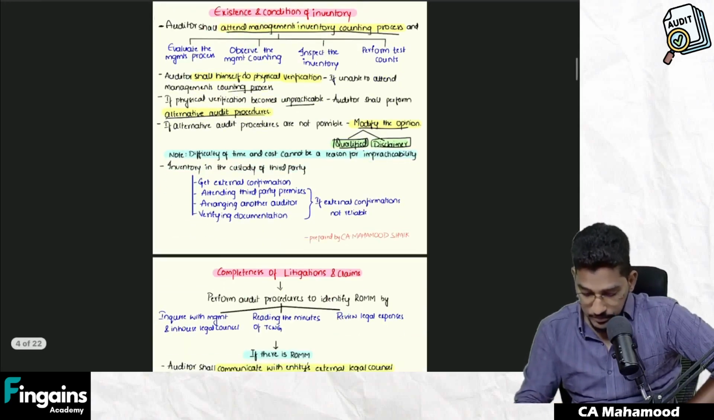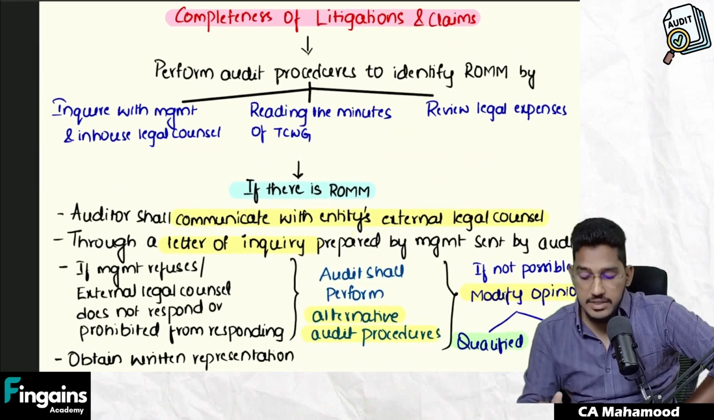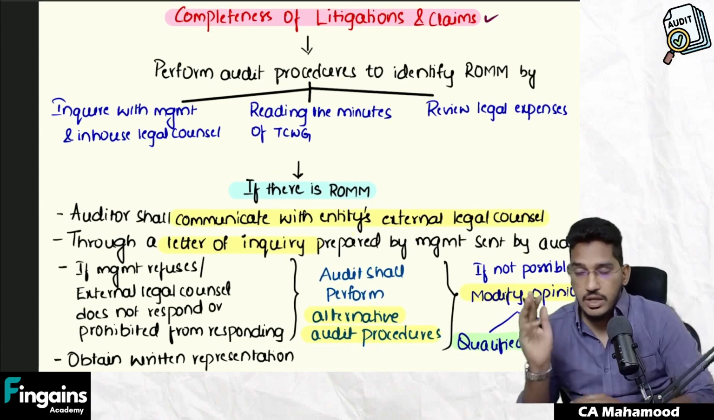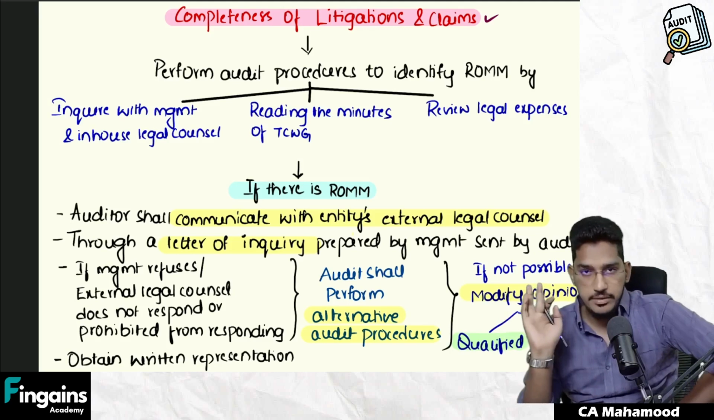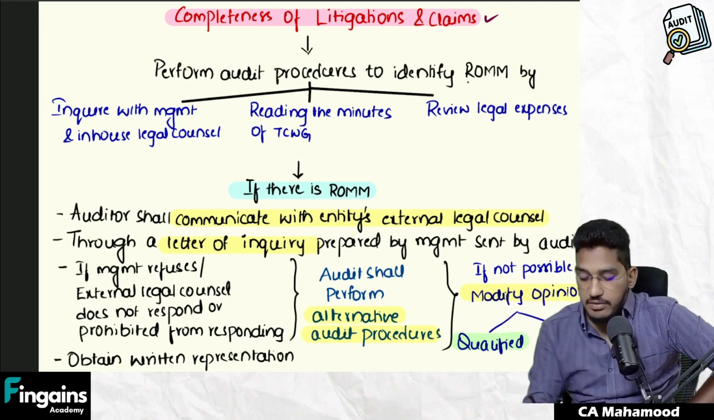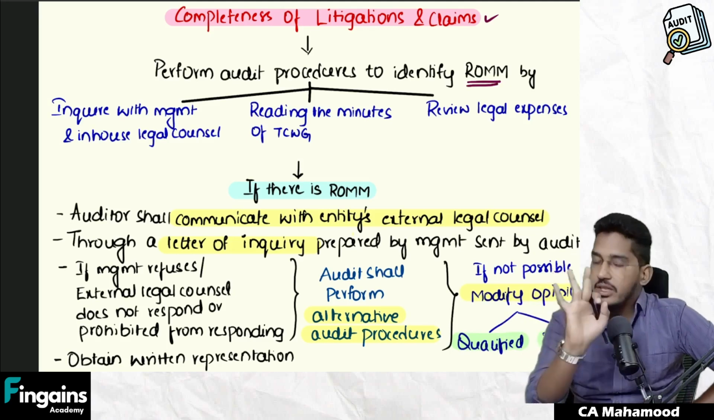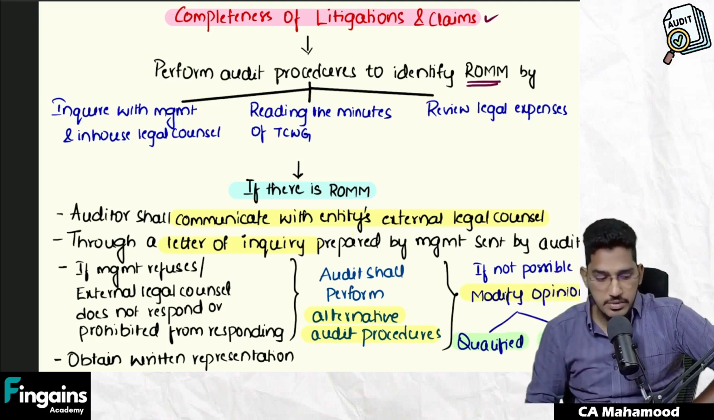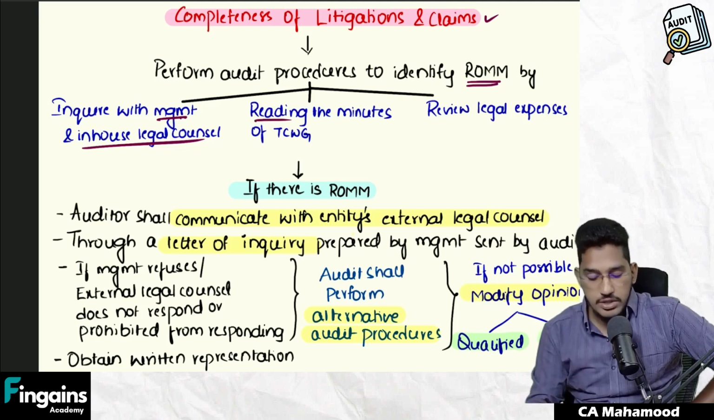So if you come back to the chart which I have prepared here, this one. So we need to obtain evidence regarding litigations and claims. For that, what is the standard asking us to do? First, they are asking us to identify whether there is any risk of material misstatement regarding litigations and claims. By doing 3 simple things, only 3 things, you identify whether there is any risk of material misstatement. What are the 3 things which I should do? Number 1, go and inquire with the management and also in-house legal counsel. Number 2, read the minutes of those charged with governance. Number 3, review the legal expenses account.